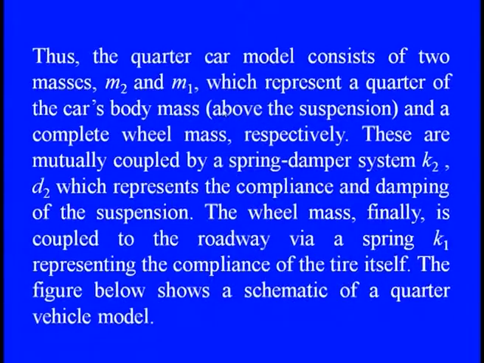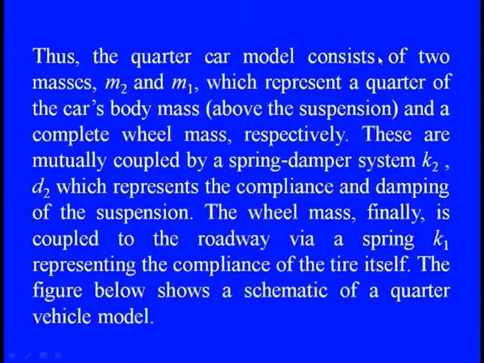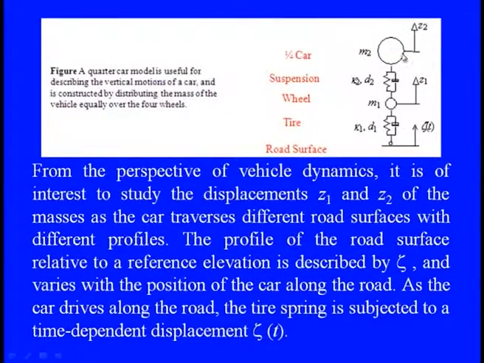So, we can say the quarter model can be clearly shown here. You see the M2, which is here. As we already discussed, the complete wheel mass is my M1 and M2 is the car body mass. So, this is what you see: the car body mass, 1/4 of the car, is suspended, and during the suspension we have both the K2 and D2, which are associated with the car body mass and with this wheel mass.